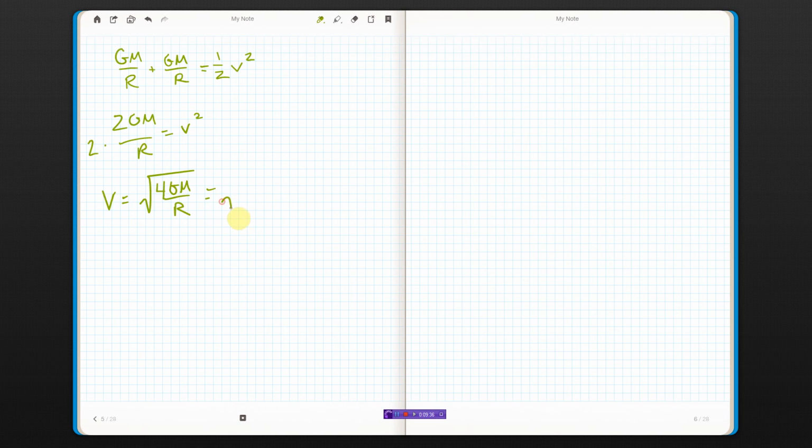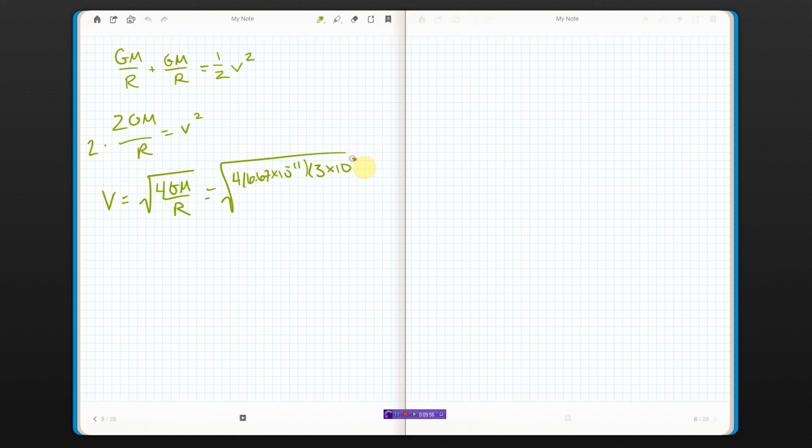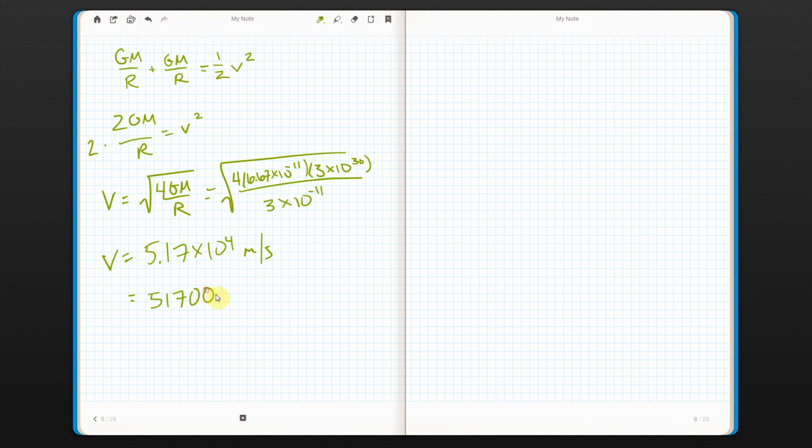Plug in those numbers. 4GM. I forgot what M was. M was 10 to the 30th, and R is 3 times 10 to the 11th. Put all that in, and I get that the velocity should be 5.17 times 10 to the 4th meters per second.